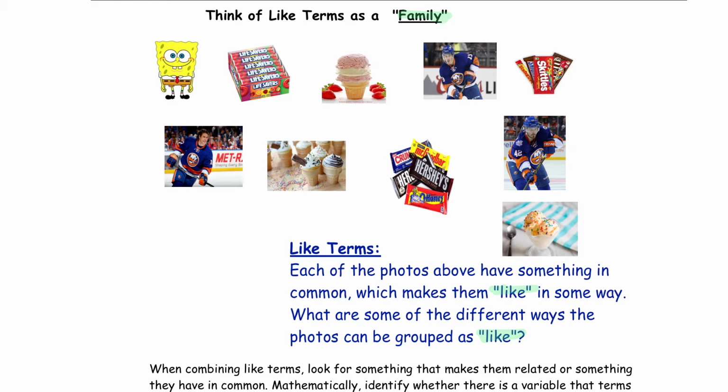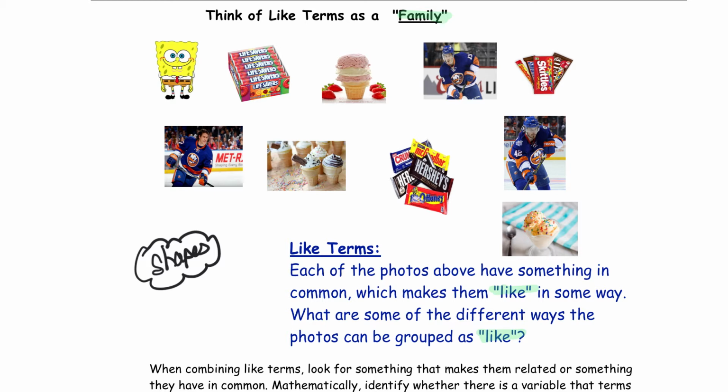If you were to look at these, I see SpongeBob, I see candy, I see some ice cream, and I see some hockey players. And they all happen to be wearing the same hockey jersey. Well, the first thing I'm going to do is use shapes to help me identify. I'm going to write that down. I'm going to use different shapes, and this is something that you're going to see throughout this unit too. Shapes are going to be visual helpers for us to identify things that are like.